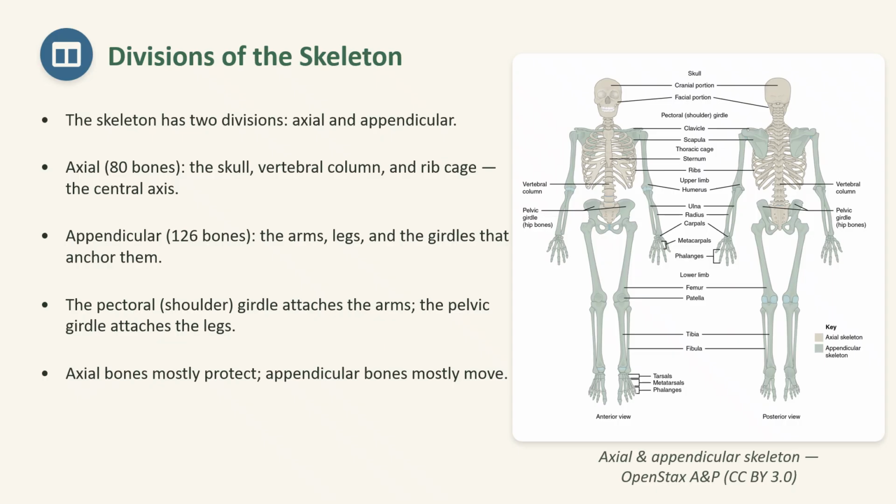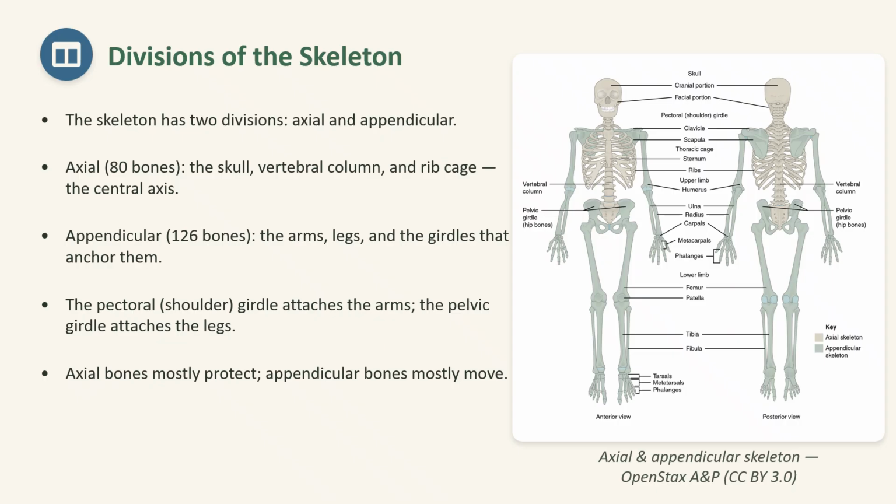The appendicular skeleton is everything that hangs off that axis, your appendages. That's the arms and legs, about 126 bones, together with the girdles that anchor them to the axial skeleton. The pectoral girdle, the shoulder blades and collarbones, attaches the arms. The pelvic girdle attaches the legs.